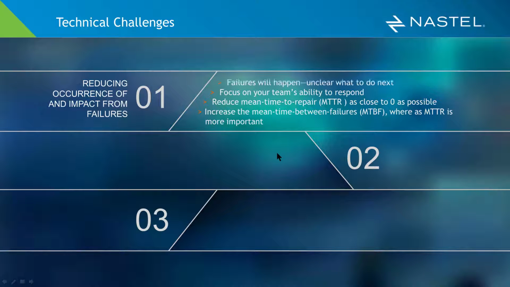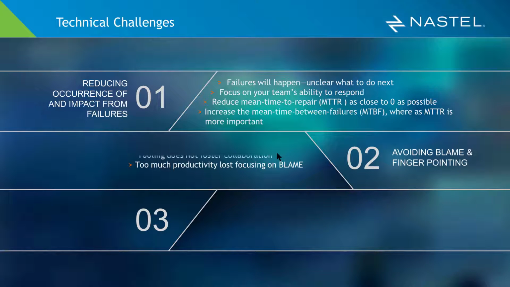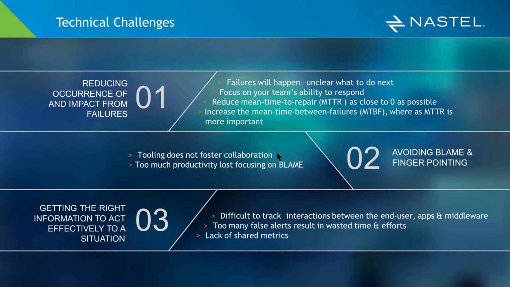So what stops them from doing that? Well, there are three technical challenges here. Their job is to reduce the occurrence and impact from failures. Not so easy to do because while we'd like to be predictive, proactive, and prevent things, stuff happens, failures happen, and you need a plan. You need to be able to respond to reduce mean time to repair and to do that without having to first hold a meeting.